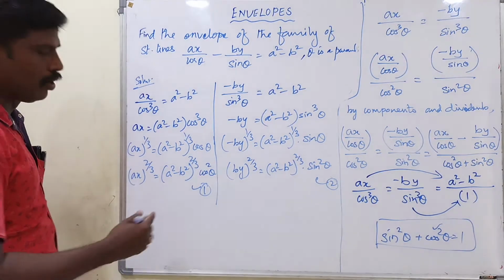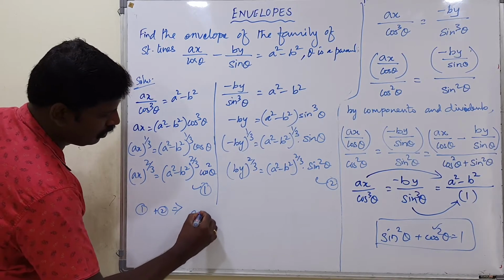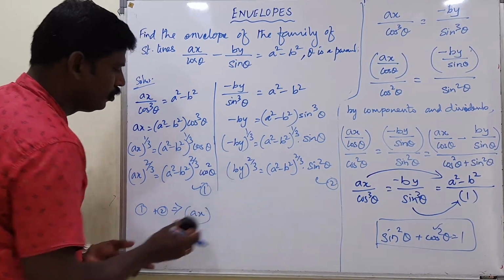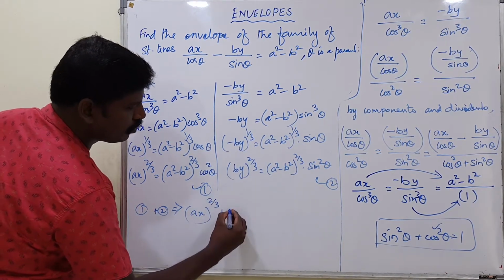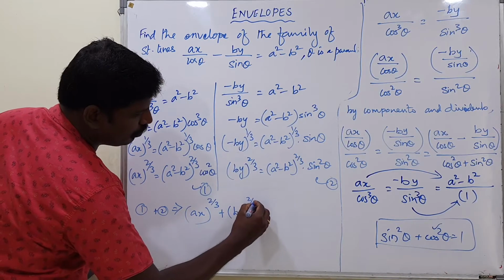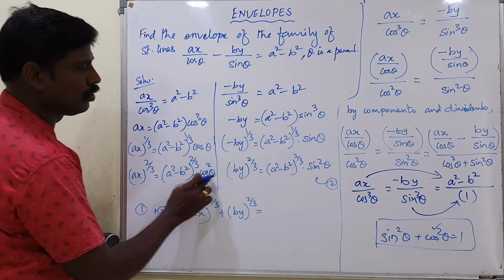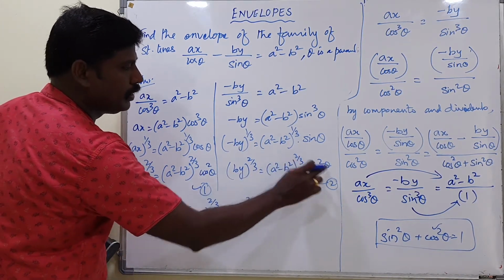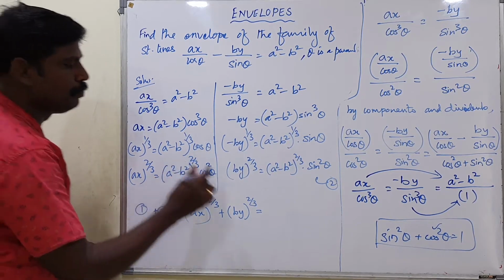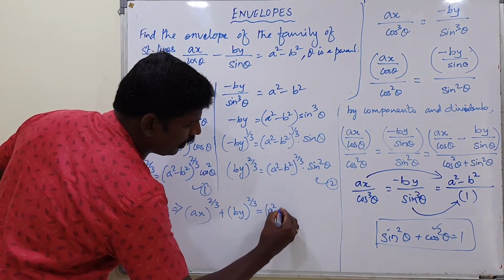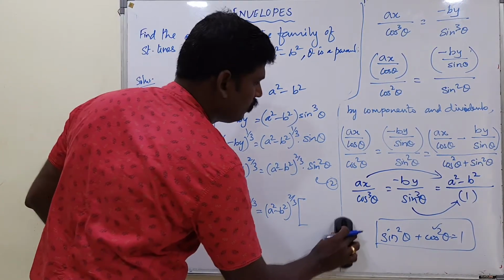Just adding 1 and 2. That's all. Just 1 plus 2 implies what you will get? x^(2/3) on the left hand side plus, what is the left hand side in equation 2, y^(2/3), equals what is in the right hand side? (a²−b²)^(2/3) cos²θ plus (a²−b²)^(2/3) sin²θ. From these two terms in the right hand side, you can take (a²−b²)^(2/3) as common. If we take it as common, what you will get?